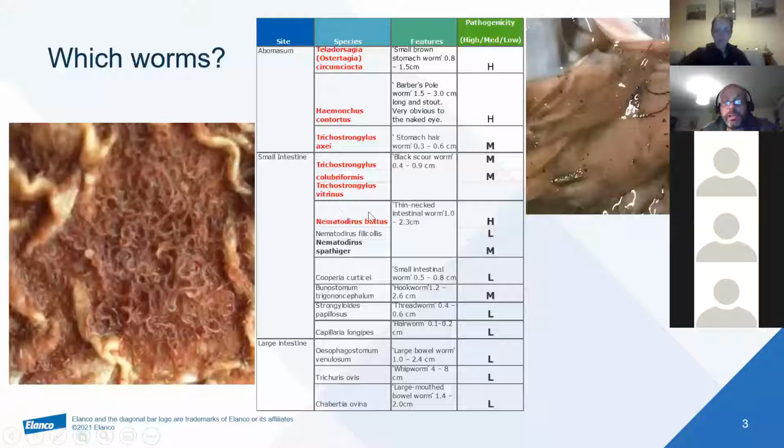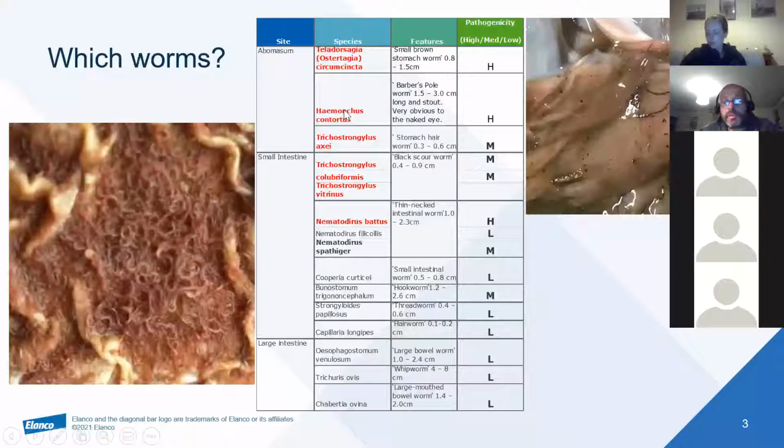So we've got Nematodirus as a key one. We've got the trikes, so Trichostrongylus axei, colubriformis, and vitrinus. We just call them the trikes. We've got Haemonchus, and we've got Teladorsagia, which is in the stomach.